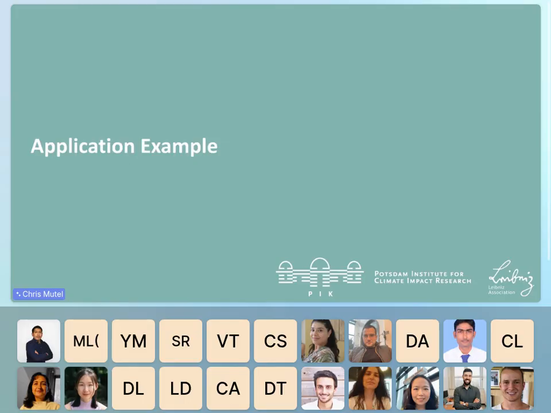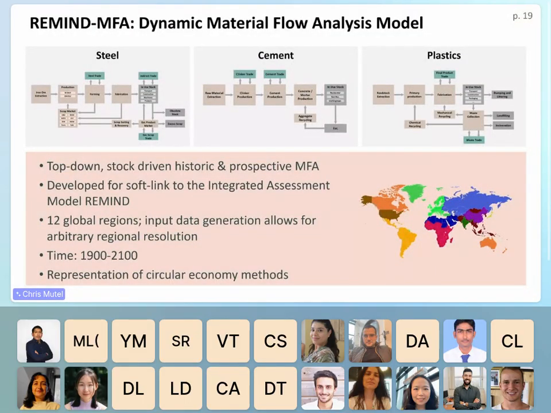So let's now look at an application example. And this is the Remind MFA that we did the whole thing for. So Remind MFA is supposed to support the integrated assessment model Remind by soft linking it to Remind. And it investigates three basic materials: steel, cement, and plastics. It covers 12 world regions, but you can actually change the regional resolution to even country level. And the time frame goes from historic times, to build up historic stocks, up to 2100 in the future. And you can also represent circular economy methods there.